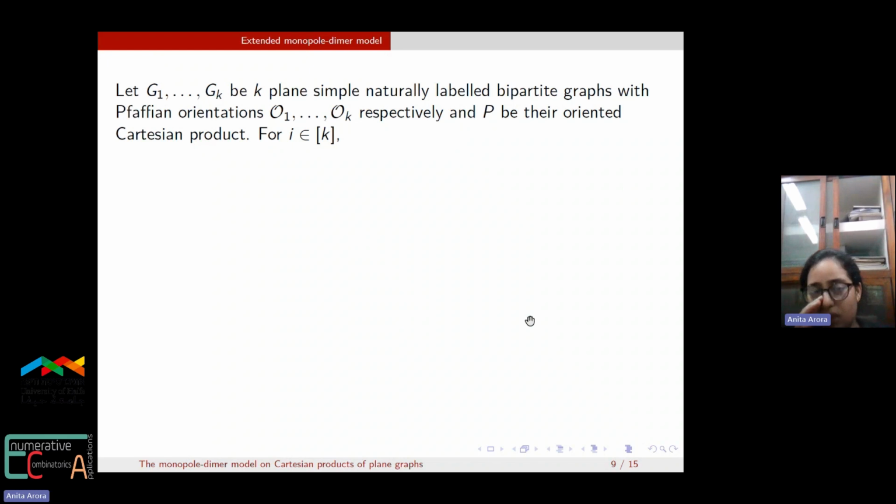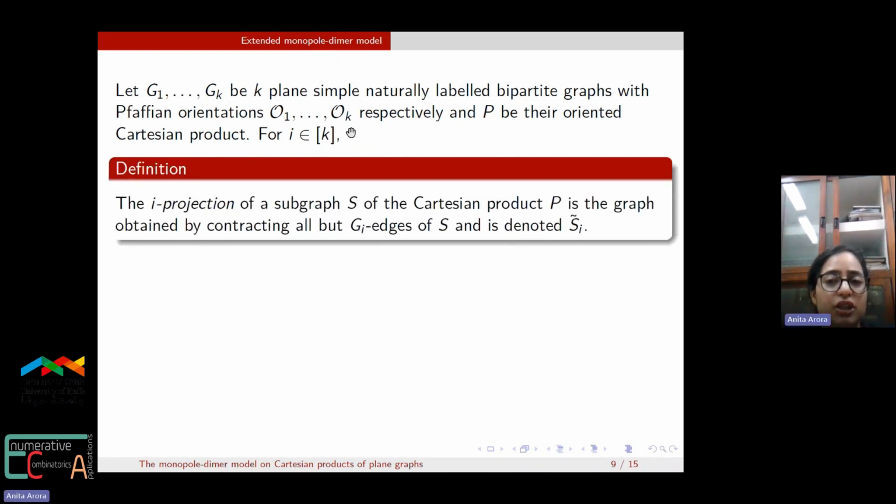Now we are in a good shape to define the monopole diamond model on the Cartesian product of K plane graphs. So for that, let's consider G1, G2, up to Gk, which are plane simple graphs. For simplicity, let's consider them to be bipartite, and they have orientations O1, O2, up to Ok. Let P denote their Cartesian product with an orientation defined using the orientations O1, O2, up to Ok. Then the ith projection of any subgraph in P is defined as that subgraph after contracting all the edges but the Gi edges.